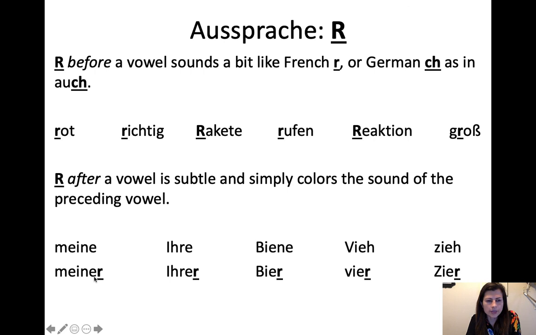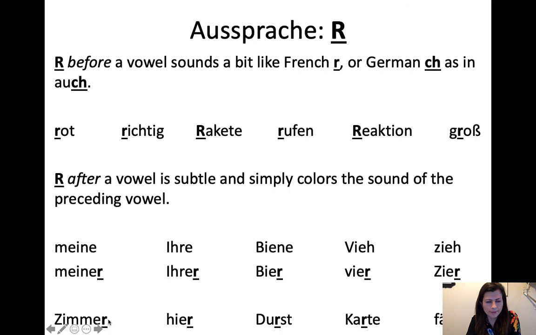So let's do the pairs again so you can hear the difference between these two. Meine, meiner. Ihre, ihrer. Biene, Bier. Vieh, Vier. Zieh, Zier. Yeah. Okay, and then we have some more.